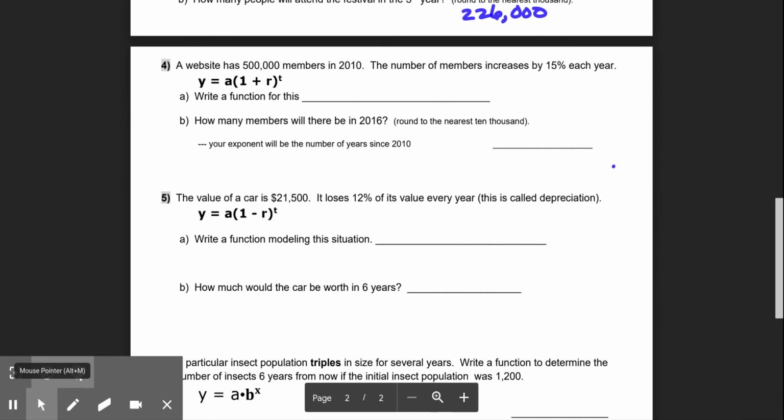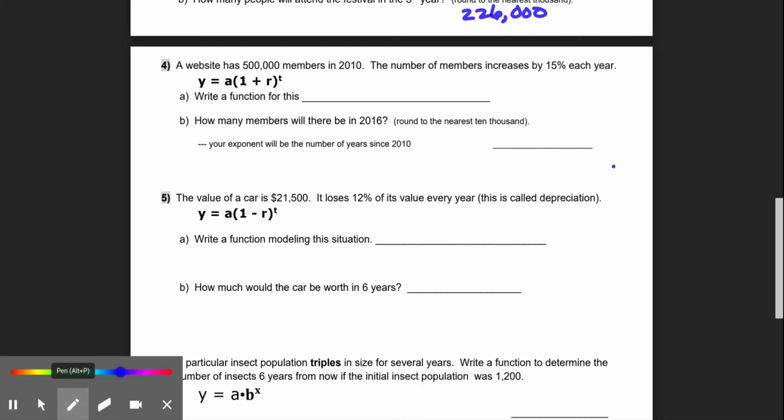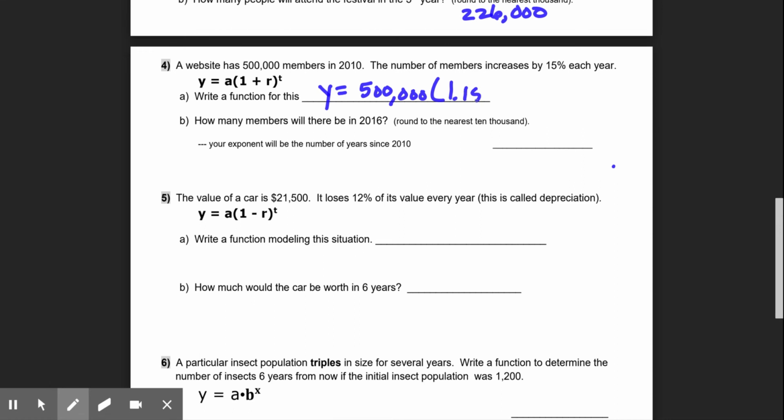All right, number 4. A website has 500,000 members in 2010. The number of members increased by 15% each year. Write a function for this. So it'd be y equals 500,000, your beginning amount, times the quantity 1 plus, so 15% as a decimal is 0.15, so it'll be 1.15 raised to the t years. How many members will there be in 2016? Round to the nearest 10,000.